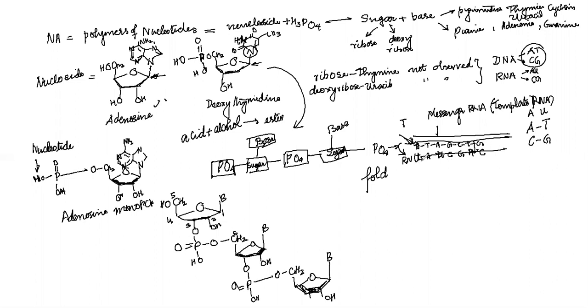And this messenger RNA is moving out of the nucleus and transferring this data to another type of RNA, which is called transfer RNA. So first one is messenger RNA, which I have described how it is being made. And the second one is transfer RNA.